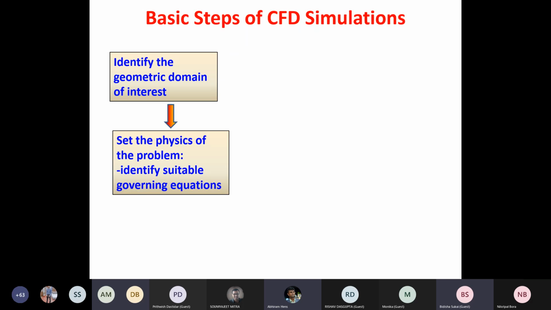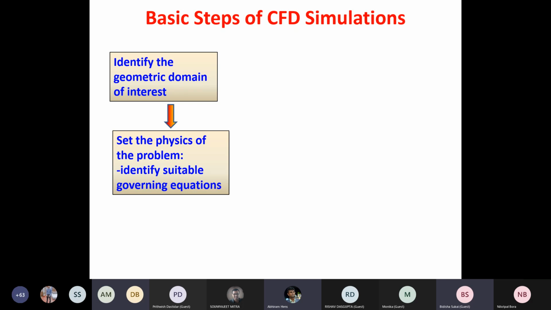Then the second step is to set the physics of the problem. Physics of the problem means you need to identify suitable governing equations. Whatever you are going to study, you need to find out the suitable equation. In commercial software, these options are given: steady state Navier-Stokes equation, unsteady laminar flow equation. There are varieties of equations given, so you need to select the proper one. Even in open source codes, you need to call the particular function which you would like to solve. So you have to identify the governing equations. This is the second step.